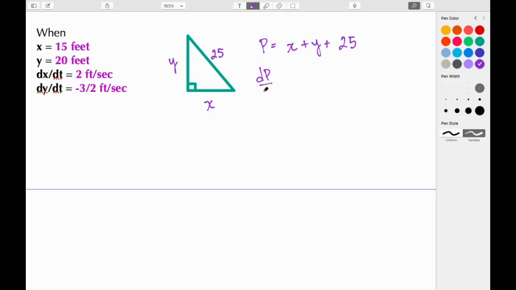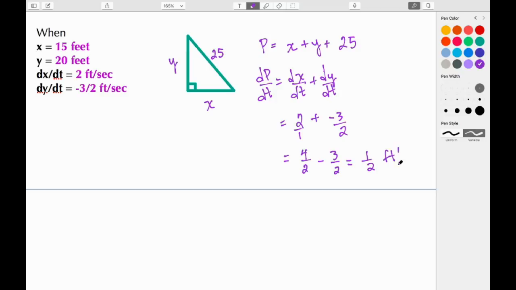So here we have dp/dt is equal to dx/dt plus dy/dt, and the derivative of a constant is 0. So here dx/dt we know is 2 plus dy/dt, which is negative 3/2. Again, I'm leaving off the units to go a little bit faster. I want a common denominator of 2, so this here becomes 4/2, and this is going to be minus 3/2, which is going to turn into 1/2 foot per second. So at the moment the base of the ladder is 15 feet from the wall, we know the perimeter is changing at a rate of 1/2 foot per second.